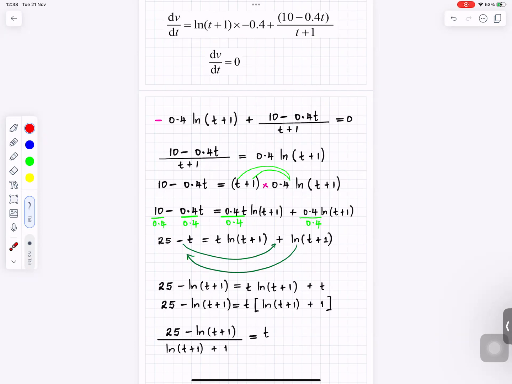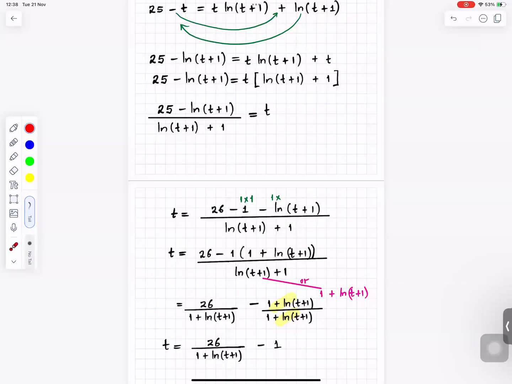You look at the answer, they want you to rearrange it in a particular way. So what you want to do now is take minus t to the right and take ln(t plus 1) to the left. So you got 25 minus ln(t plus 1). You factorize t for this one. t will come out. It's ln(t plus 1) plus 1. So t will be given that expression. But that's not quite what they want us to get. So we need to change it again.